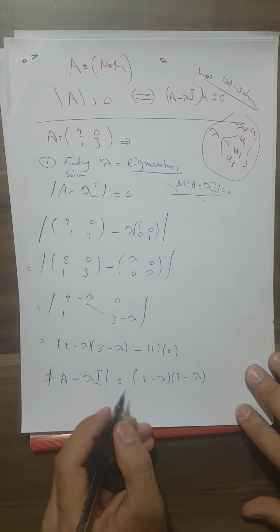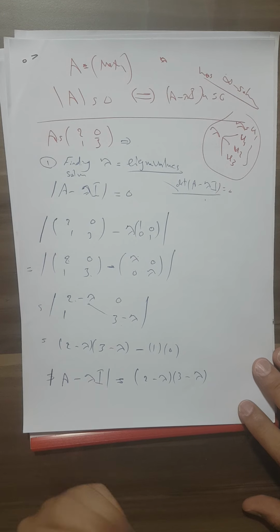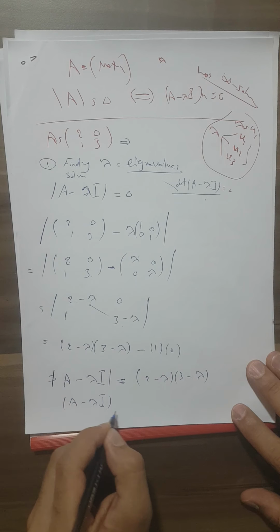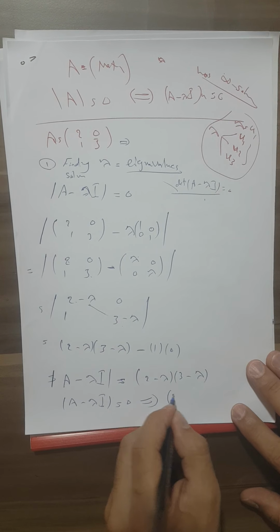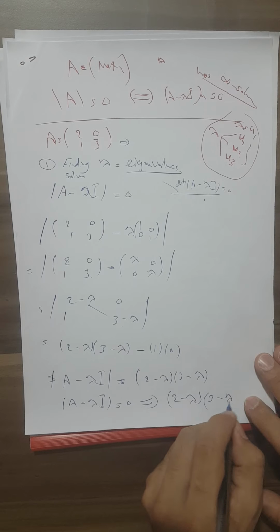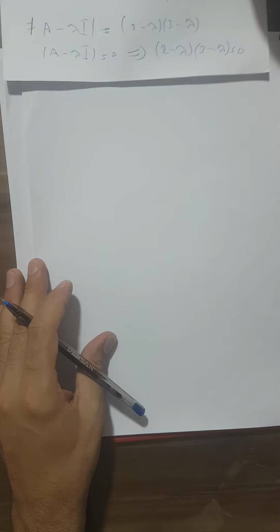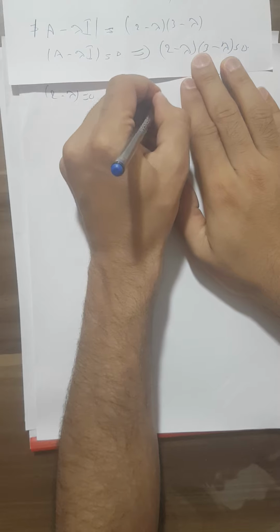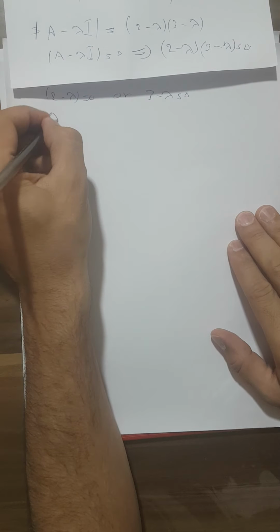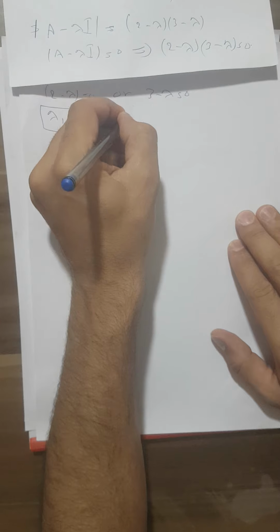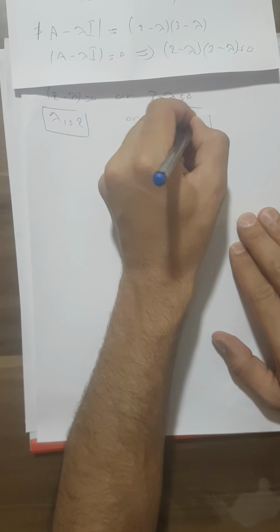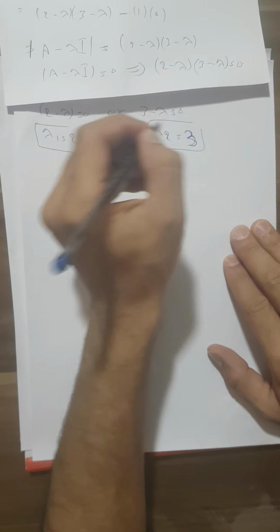And as you know, to find the exact solution rather than infinite solutions, we should say that the determinant of A minus lambda I is equal to 0, which means (2 minus lambda)(3 minus lambda) equals 0. Here we go. So 2 minus lambda equals 0 or 3 minus lambda equals 0. So lambda 1 is equal to 2 and lambda 2 is equal to 3. Okay, dear?